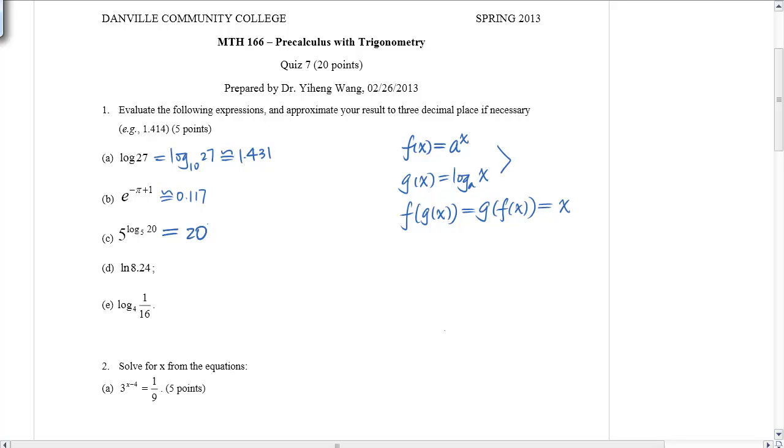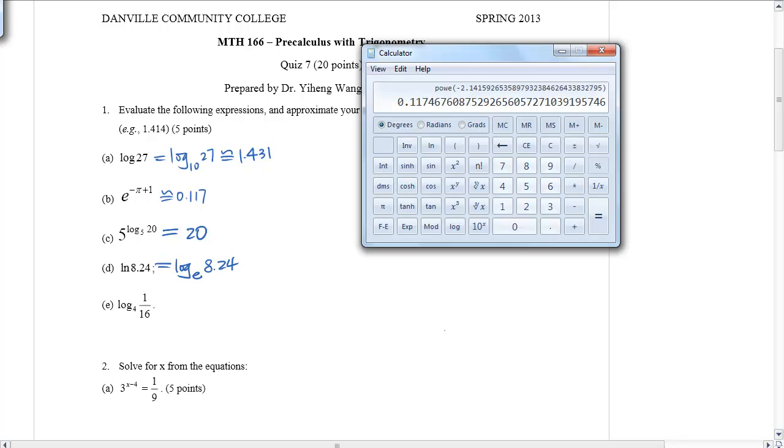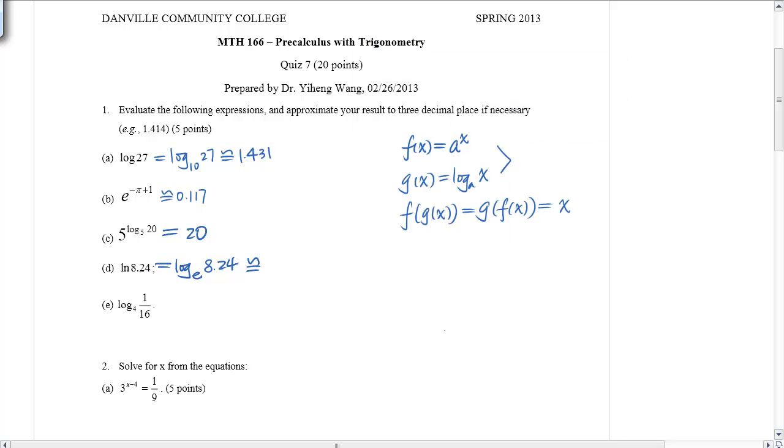Next problem, ln, this is a natural logarithm. So this is log, which has a base of e, of 8.24, and again this is a usual function on your calculator, this key right here. So all you need to do again is to hit 8.24 and then this ln key. So this approximated to the third decimal place will be 2.109.